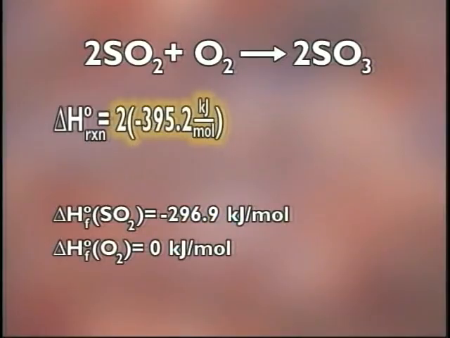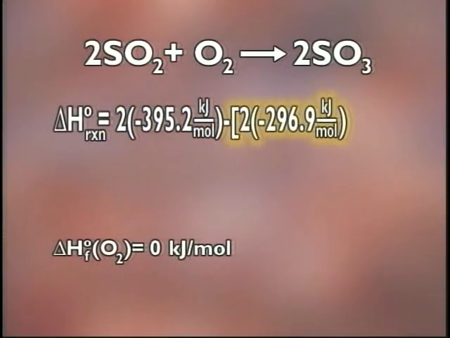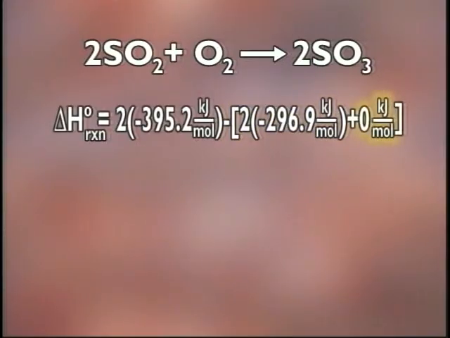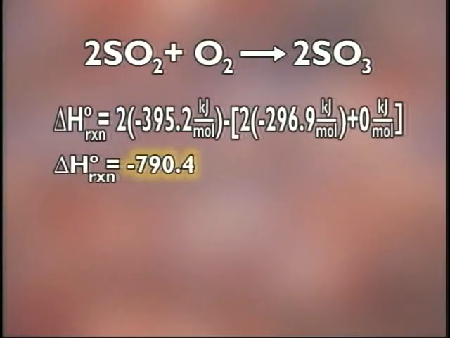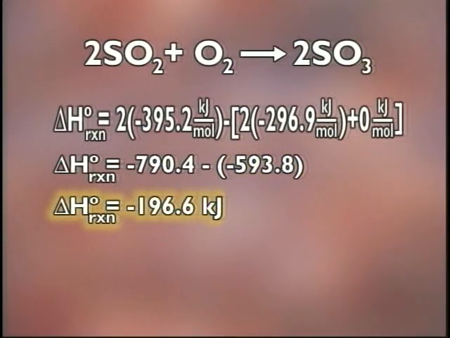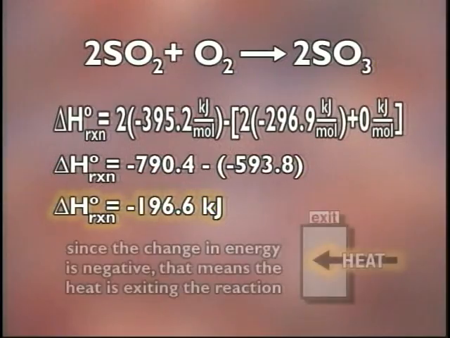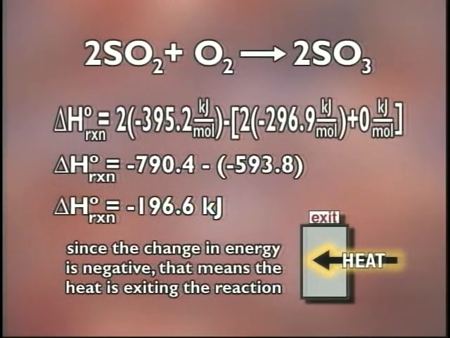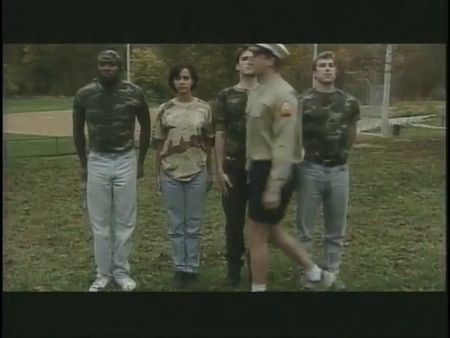So here we substitute the values into our equation. We have 2 times negative 395.2 minus 2 times negative 296.9 plus 0. That equals negative 790.4 minus negative 593.8. Subtracting negative numbers is just like adding, so we get that the total change in enthalpy for this reaction is negative 196.6 kilojoules. Since the change in energy is negative, that means that the heat is exiting the reaction. Heat is flowing out of the reaction.